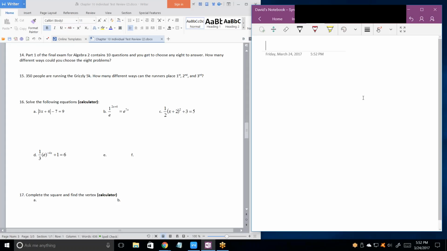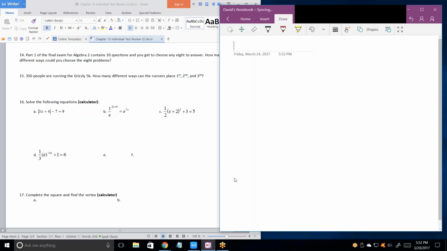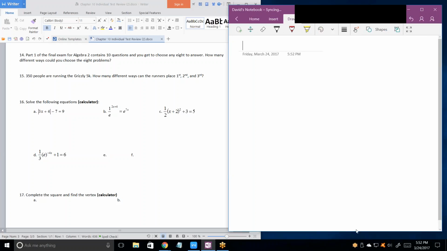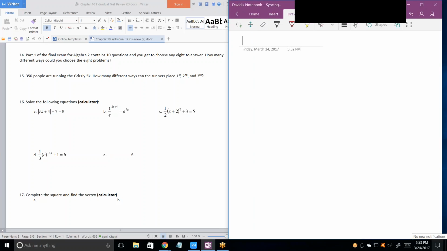Second one. Do you prefer problems like this, or do you prefer the word problems? Problems like this. Yeah, me too. I was just curious if I was unique.